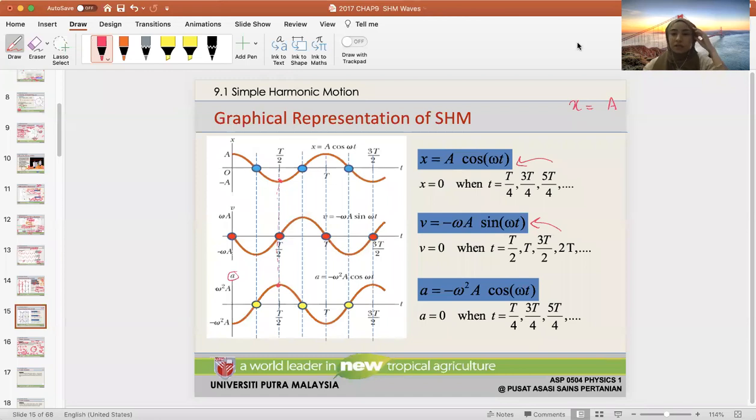Okay, so boleh tengok. So x is A cosine omega t. Okay, so to derive this, v is the derivative of cosine, which is negative sine omega t. And then I have to differentiate the omega t because ada t kat sini, so the omega goes out kat depan ni. So A omega. So equation dia jadi minus A omega sine omega t. Okay, that's your v.